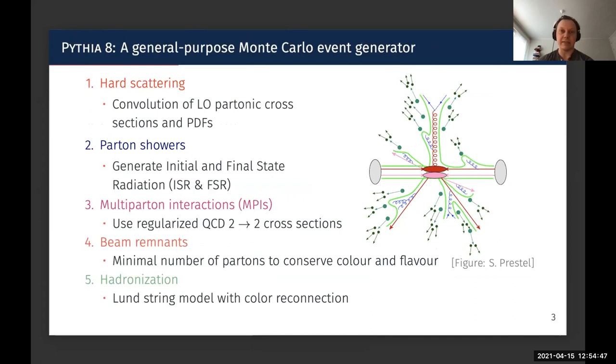So Pythia 8 is a general purpose Monte Carlo event generator. It aims to provide an exclusive description of the final state, in other words, simulating all the particles created in a collision. It starts typically by convoluting a leading order parton cross-section with the PDFs. Then these partons are showered with the parton showers. So we generate initial and final state radiation according to the DGLAP equations. And then we also account for multi-parton interactions, for which the probability is calculated from a regularized QCD 2-to-2 cross-section. We also need to add beam remnants, and then when we have all the partons, we hadronize the event using the Lund string model.